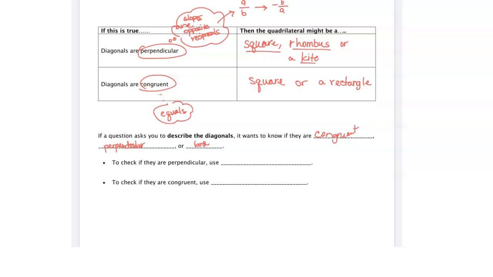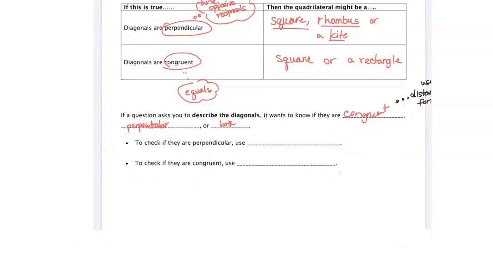And if we're trying to see if something is equal, we'll be using the distance formula. If we're endeavoring to see if something is perpendicular, we'll be finding the slope. So again, to check to see if they are perpendicular, use the slope formula. And to check to see if they are congruent, use the distance formula.